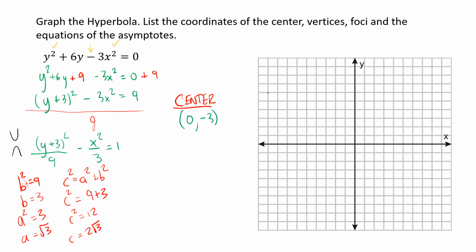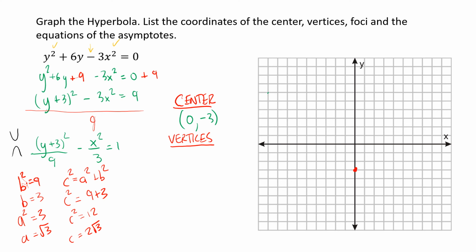Okay. We also are going to want to know where the vertices are. And we're going to just quickly sketch something to see where the vertices are going to be. So let's put all this stuff on a graph first. We have 0, negative 3, that's the center. There's the center right there.